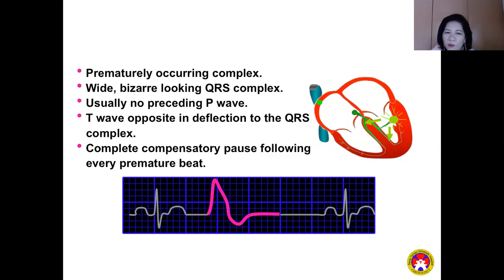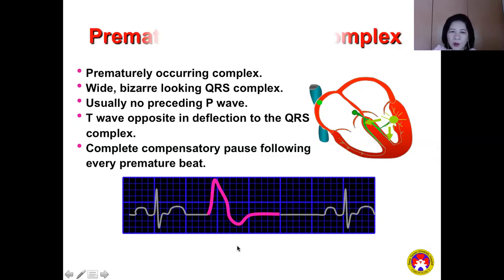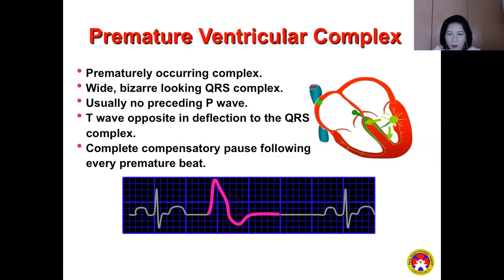Nor did it come from the atria, because if it came from the atria, it should have a P before the QRS complex. This did not come from the AV node either, because if it came from the AV node, then the QRS should be narrow. But we see here a wide, bizarre-looking QRS with a T that is opposite in deflection, which we call a discordant T, with no P before it. So this is a premature ventricular complex.